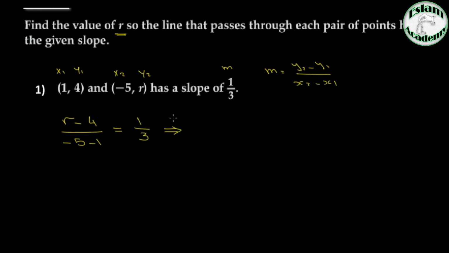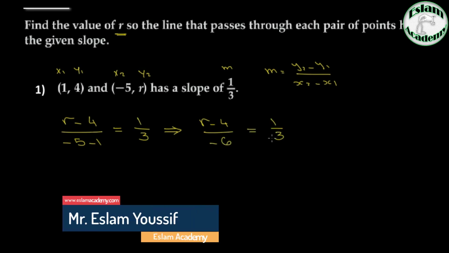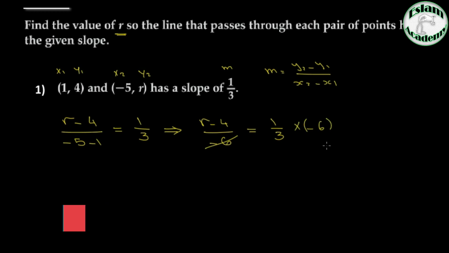We can solve by simplifying. We have r minus 4, the same as it is without change. Negative 5 minus 1 is equal to negative 6, over which is equal to 1 over 3. Now we can solve the equation. We can shift negative 6 by multiplying by negative 6. So r minus 4 is equal to 1 over 3 times negative 6, equal to negative 2. Now we can add 4, then r is equal to 2.